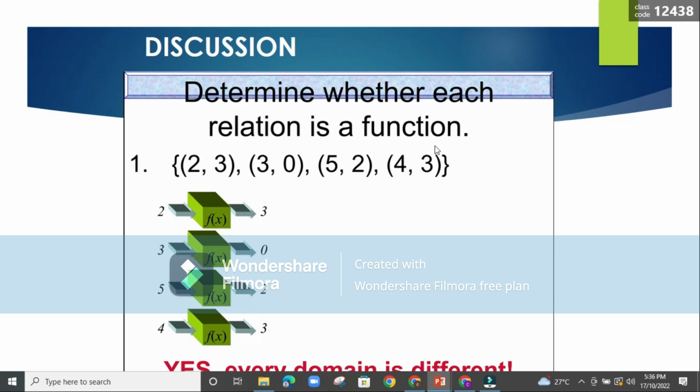Okay, let's discuss some concepts now. Determine whether each relation is a function. If you've noticed, this is a set of ordered pairs. If we present this, 1 goes through a process f of x and you have 3. Then 3 undergoes a process and you have 0. 5 undergoes a process and you have the result 4, then 4 undergoes a process and you have 3. As you've noticed, every domain is different.